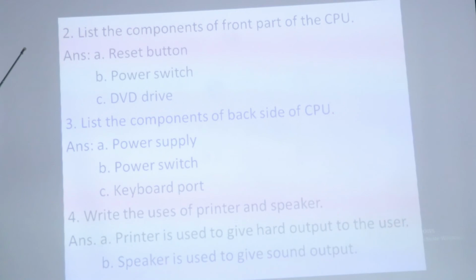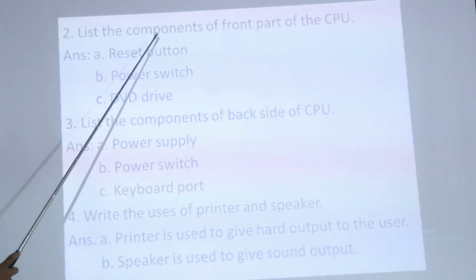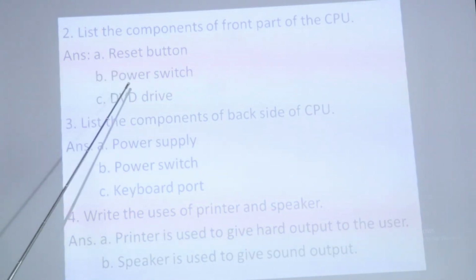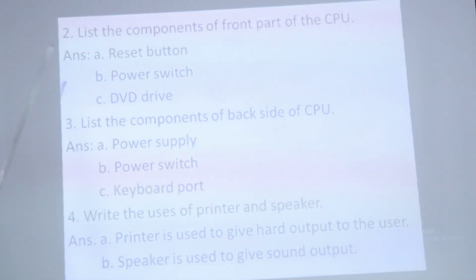Okay, in question number 2, list the components of front part of the CPU. Answer is A. Reset button. Second is power switch. And third is DVD drive.